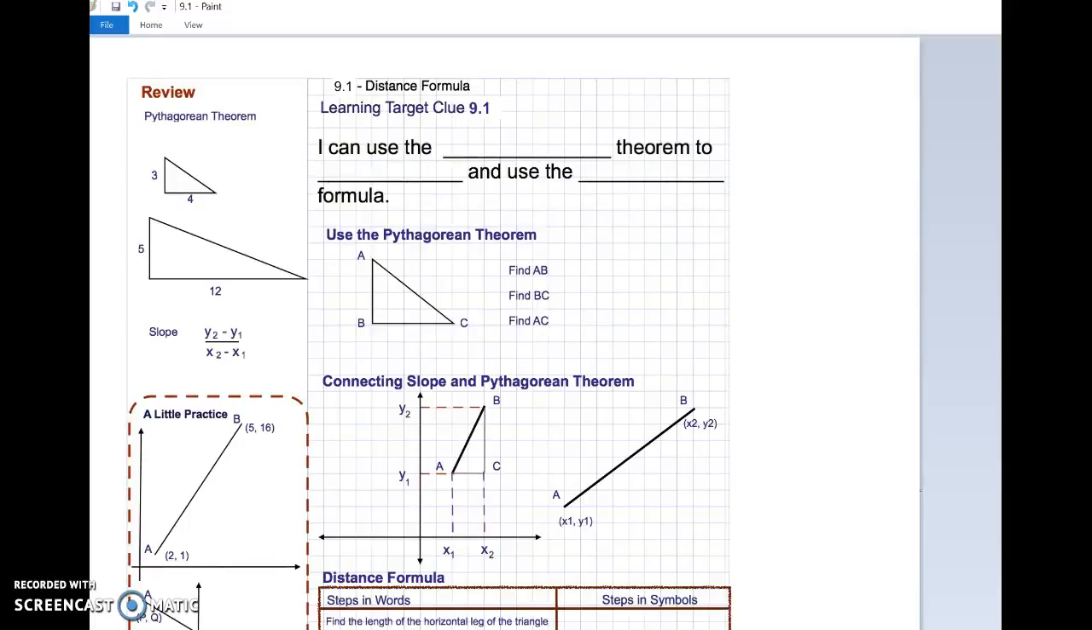Greetings, detectives. Mrs. McKay here, and it's time to start on case 9, which is called Crafty Constructions, and you'll get an idea why I call it that once we get into the lessons.